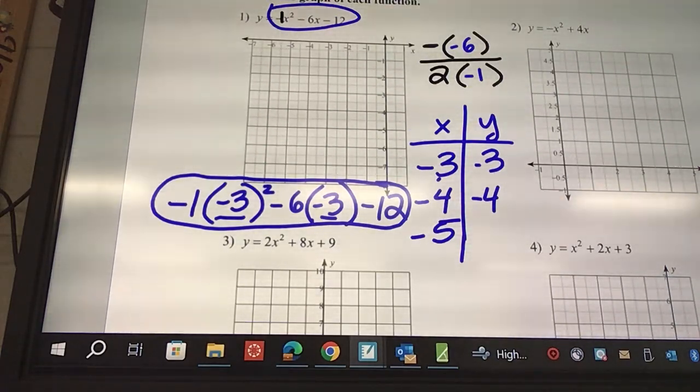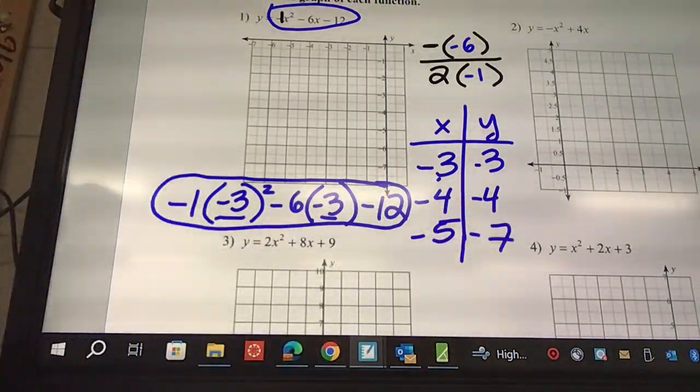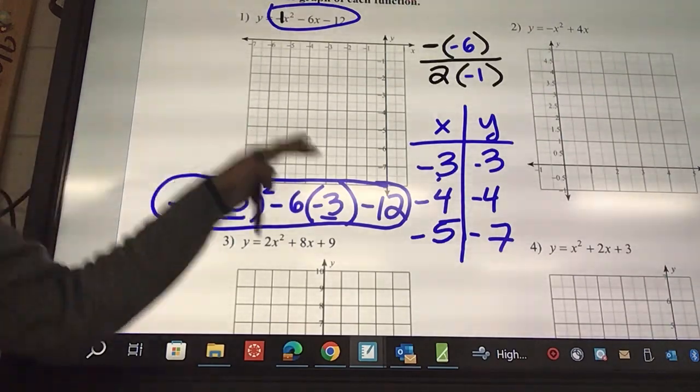What'd you guys get? -7. Okay, and so now we filled out our little chart. Okay, now yes, you can erase. Okay, so now it's ready to be graphed.